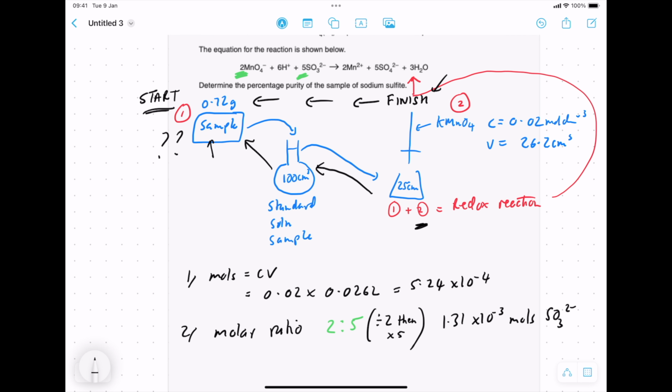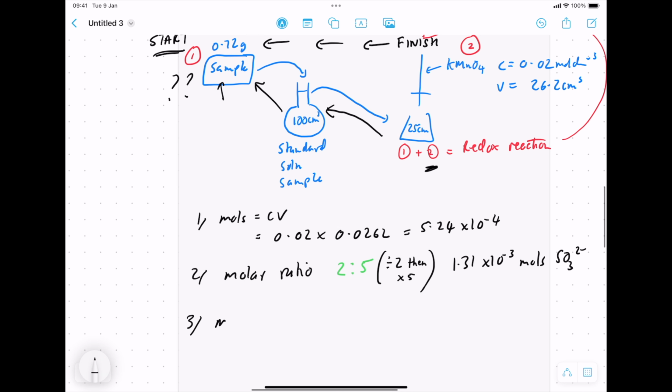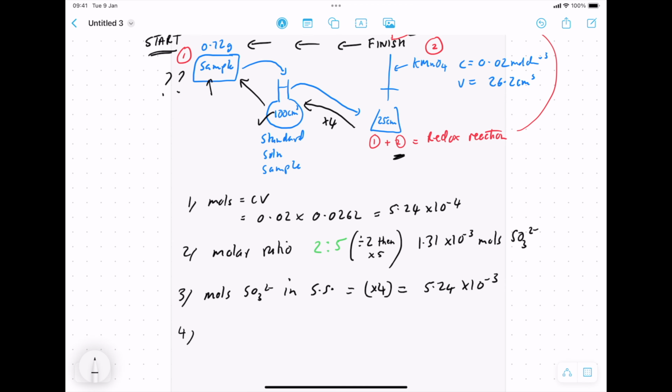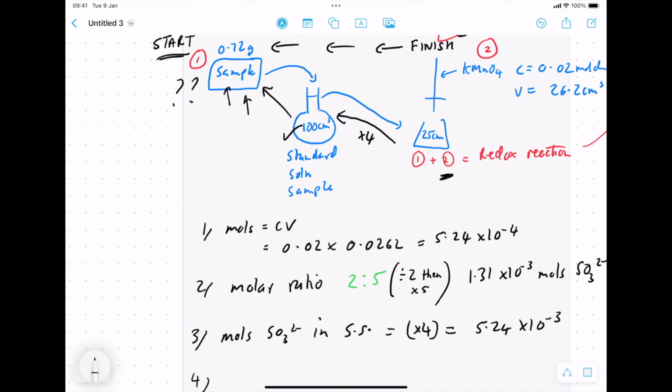So therefore, to get the moles, let's write this next. So the moles of SO3 2- in the SS, the standard solution, all I have to do is just times it by 4, because this 4 times is coming from 4 times as much. So timesing that by 4 gives us the moles of SO3 2- in the standard solution. So we know the moles there, but what is the moles going to be there? Well, the answer is it's exactly the same.